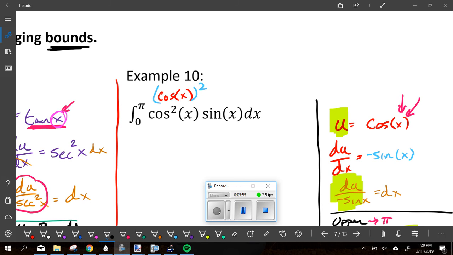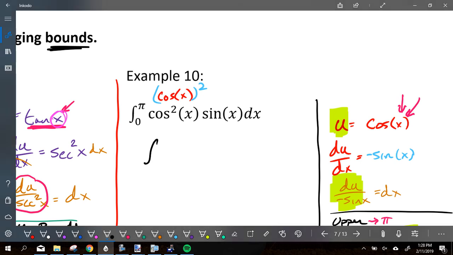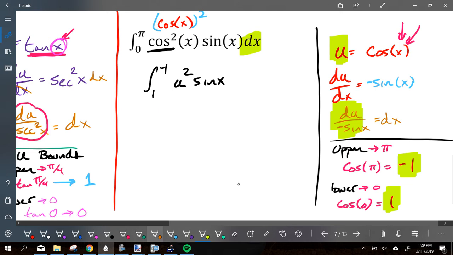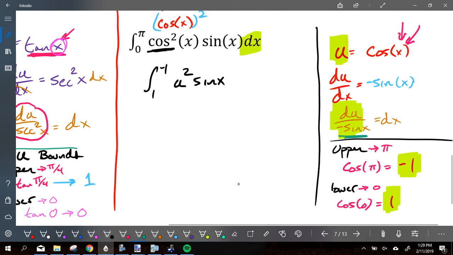We're substituting in here. And so my new bounds are going to be: upper bound is -1, lower bound is 1. I'm plugging in cosine is going to become u, so this is now u squared. Sine x. For dx, I'm plugging in what dx is, which is this guy right here: du over negative sine x. Now that we've done that, let's start to simplify.